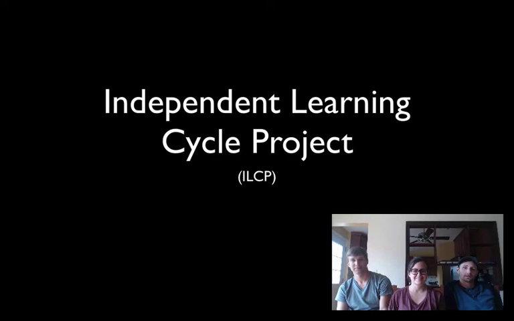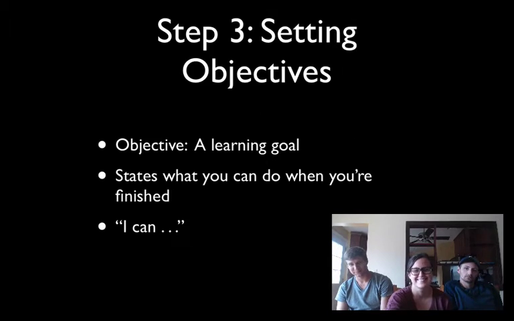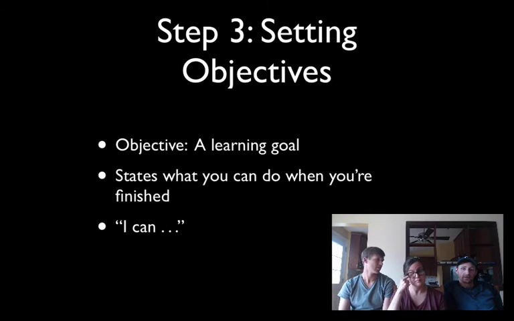ILCP, Part 3. Step 3 is setting objectives. An objective is a learning goal. It states what you can do when you're finished. The format that we always use is that the objective starts with "I can." So it's saying that you can do something at the end of your learning. Your objectives are what you want to be able to learn and do by the time you're finished with this project.